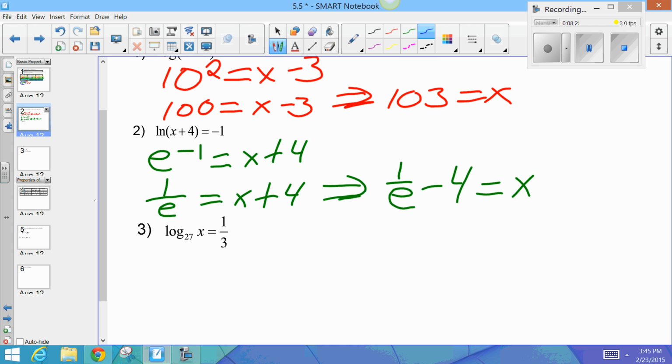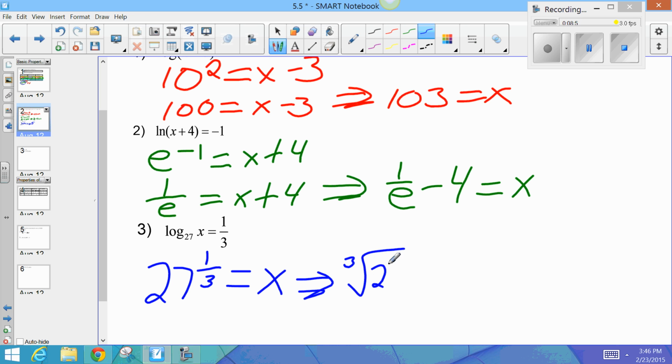Problem 3. Here the base is 27, so the exponential form is 27 to the power of 1/3 equals x. So x is already solved for. I just have to simplify the left-hand side. I've got the cube root of 27 equals x, and the cube root of 27 is 3, so therefore x equals 3. All right, that's it for that video.